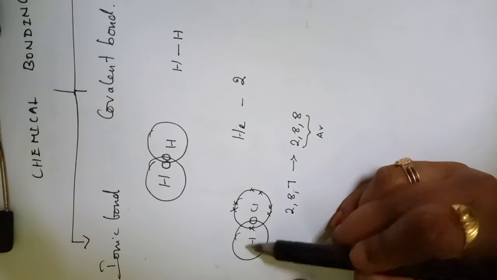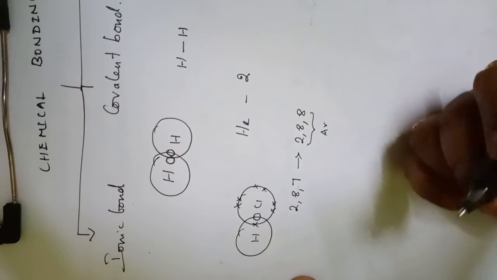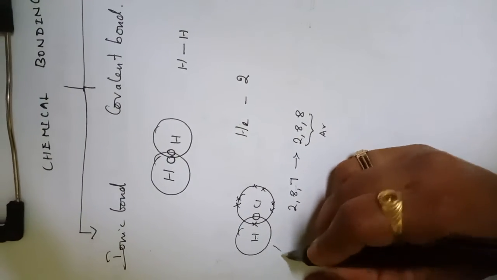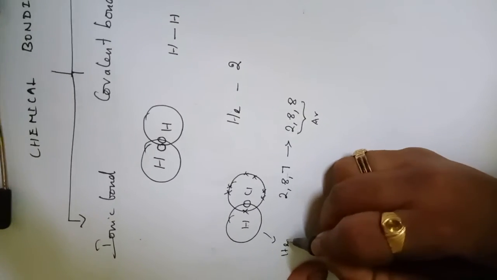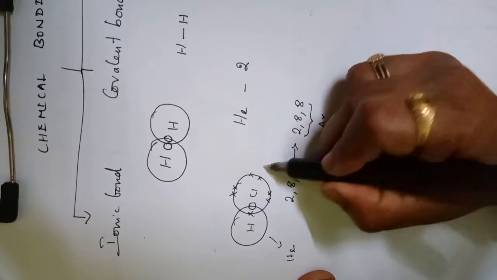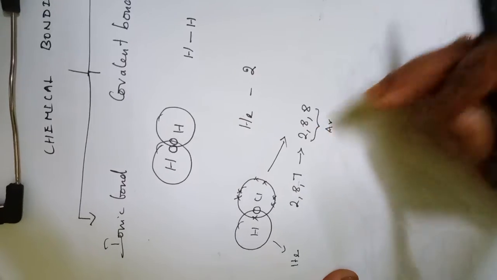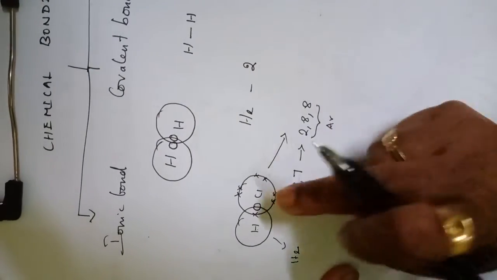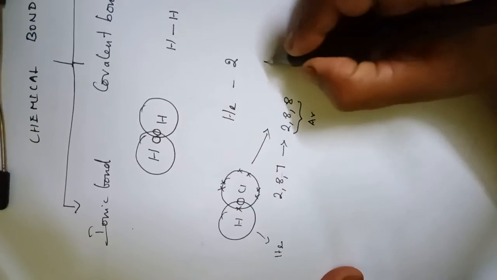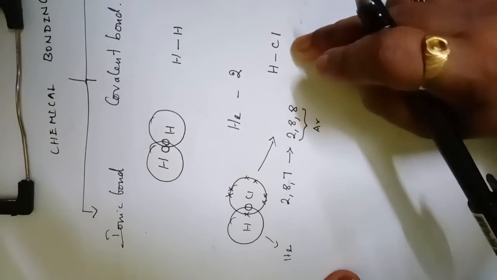And hydrogen attains the electronic configuration of duplet by sharing 1 electron with chlorine. So over here, hydrogen attains the electronic configuration of helium, the neighboring noble gas element, and chlorine attains the electronic configuration of argon, the neighboring noble gas element. Over here, the bonding between hydrogen and chlorine is H bond Cl, a single covalent bond.